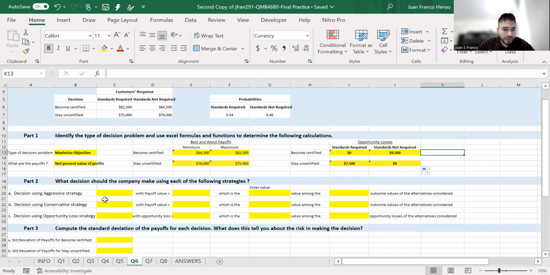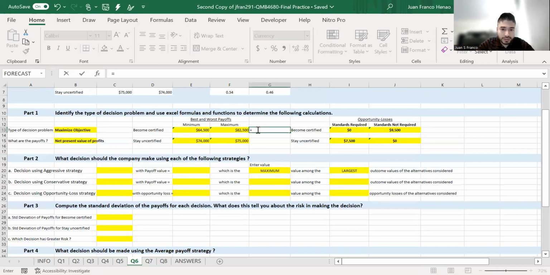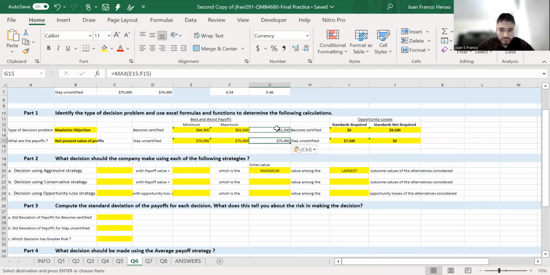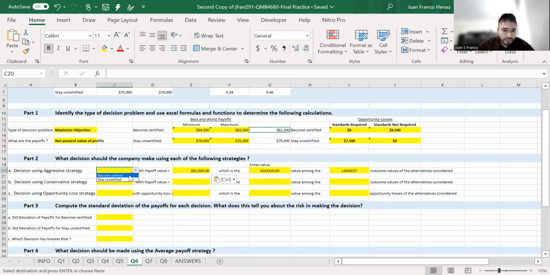Now, what decision should the company make using each of the following strategies? For the aggressive, we need to look at our own notes and identify this. So for the aggressive, it is the max value among the largest. And now we need to get the max value from this and choose the max value from these two outcomes. So this is the highest one. We copy the value and paste it here. This corresponds to become certified. Perfect.